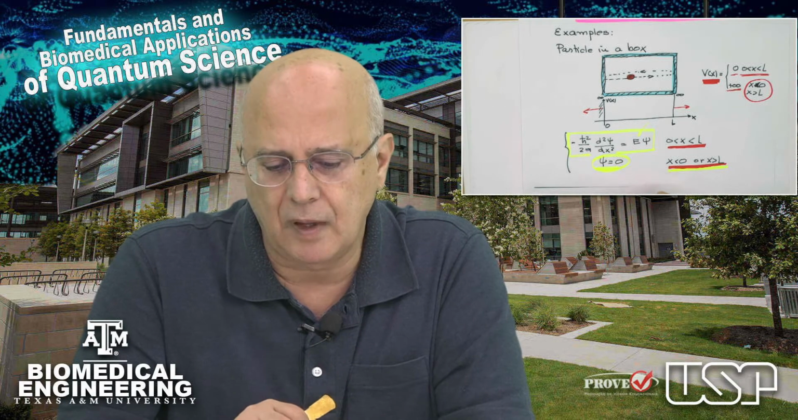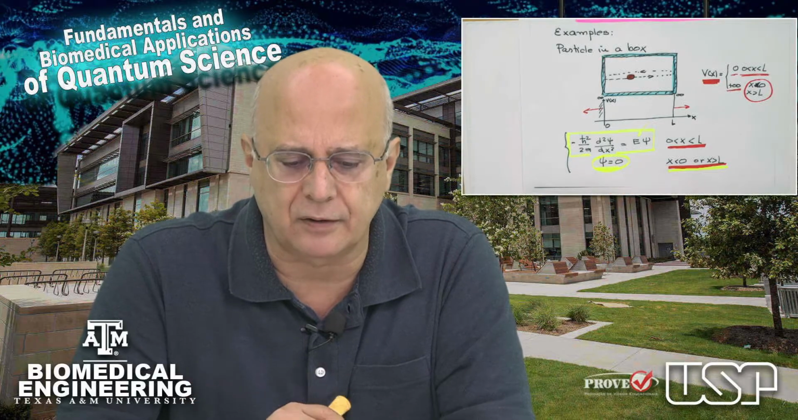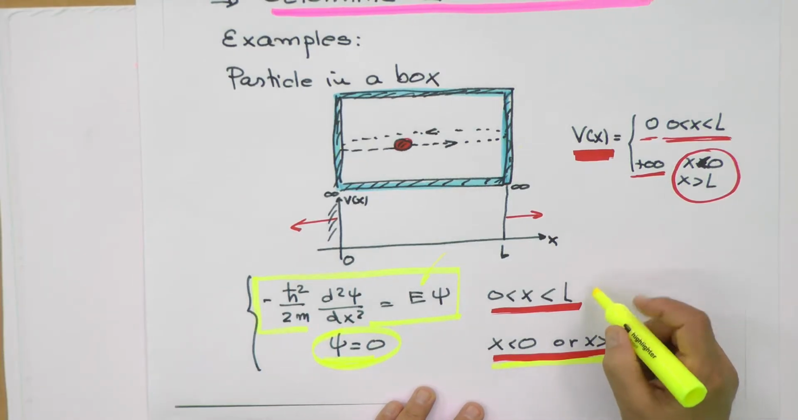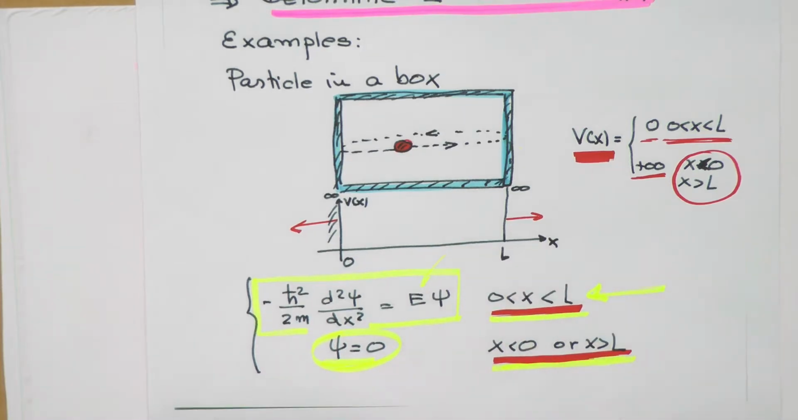And what's the difference between a free particle and a particle in a box is that the box has a restricted space for the particle to exist. And we have to respect that.